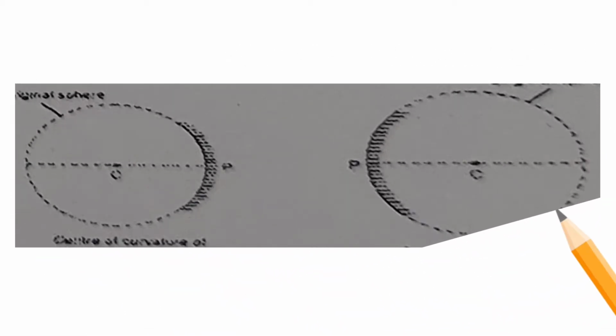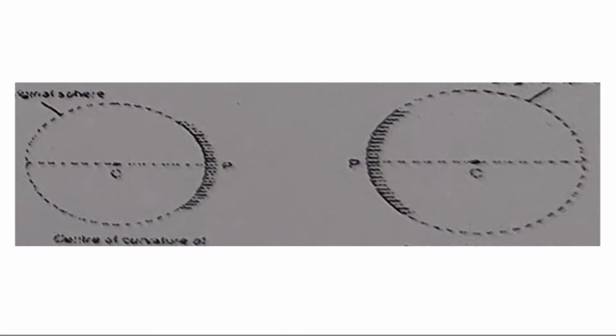So here the shaded part is on the outer side. Okay, so here in the second diagram the shaded part is in the inner side. Okay, so here the center of curvature for both is same here.